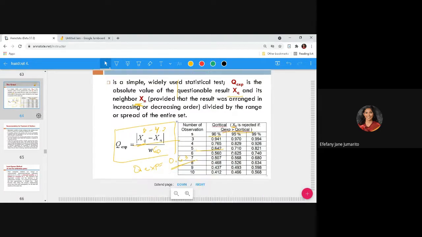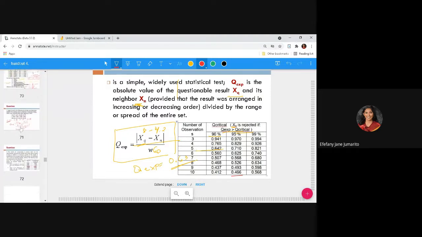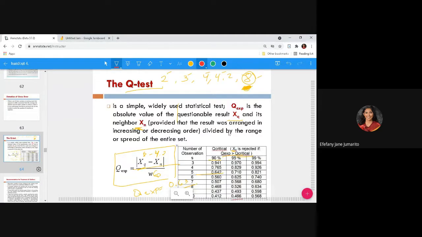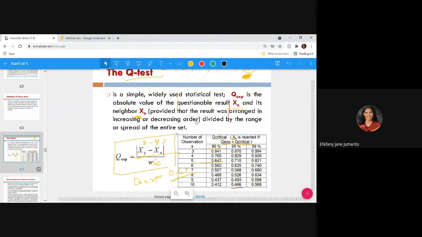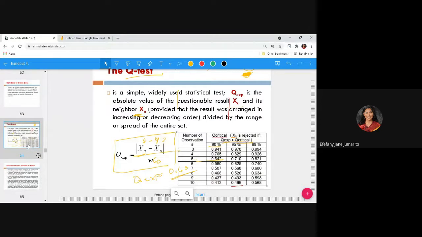Okay, so at 95%, should we retain or should we reject? How many data values or observations do we have? 4. So at 95%, Q critical is 0.829. Now we reject if Q experimental is greater than Q critical.